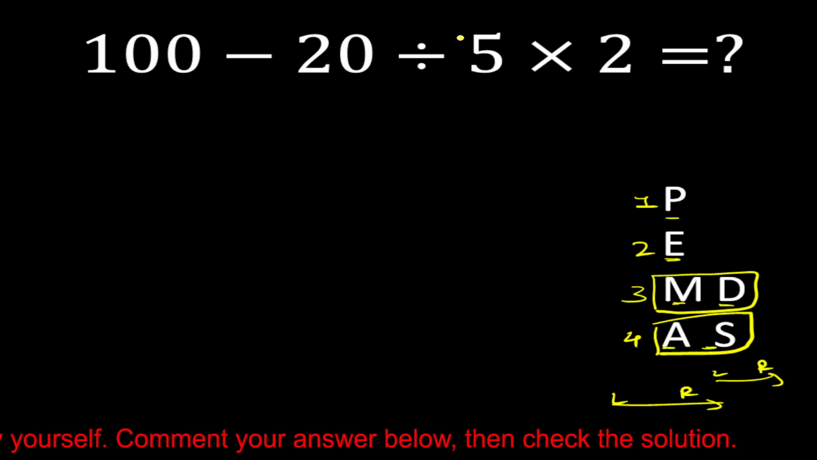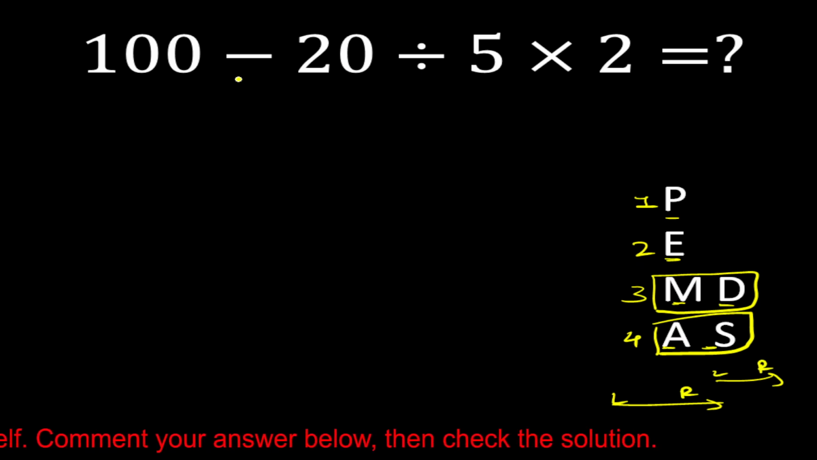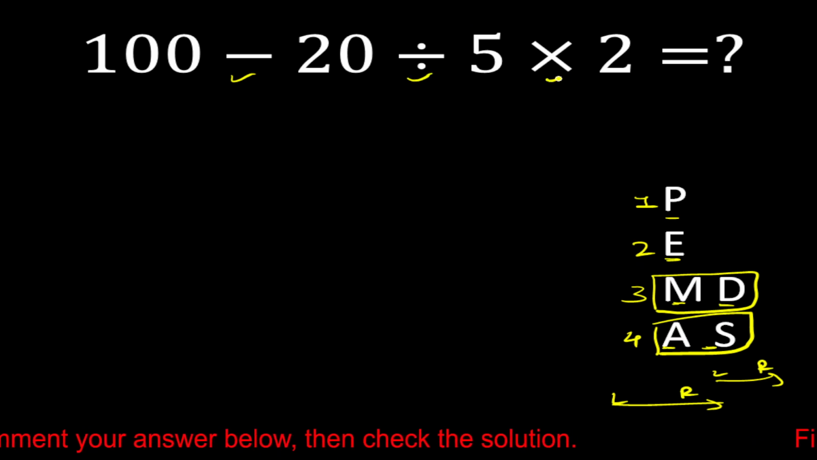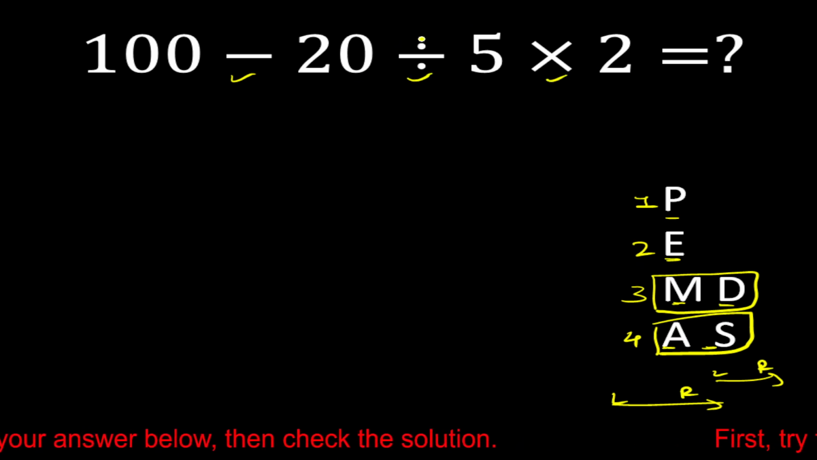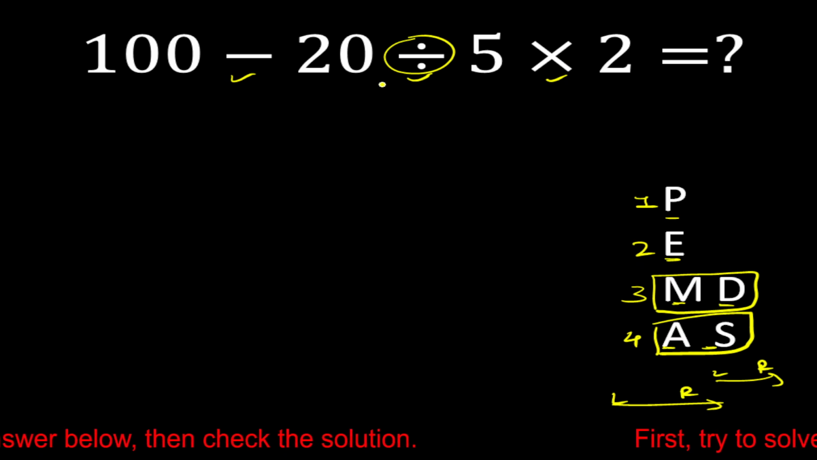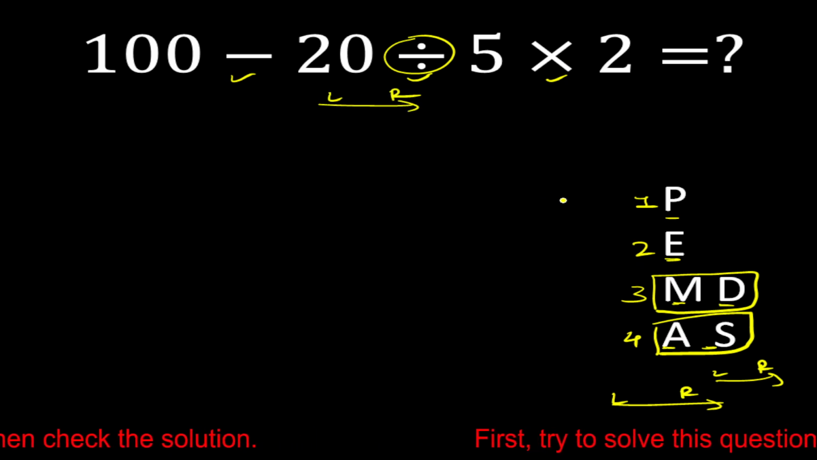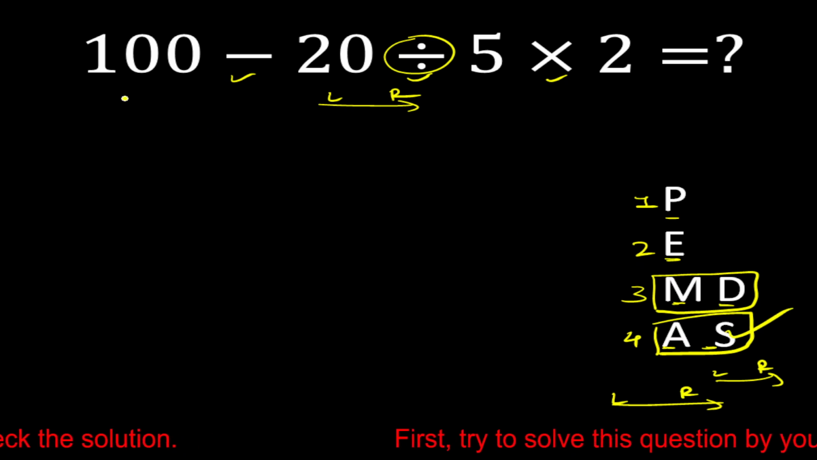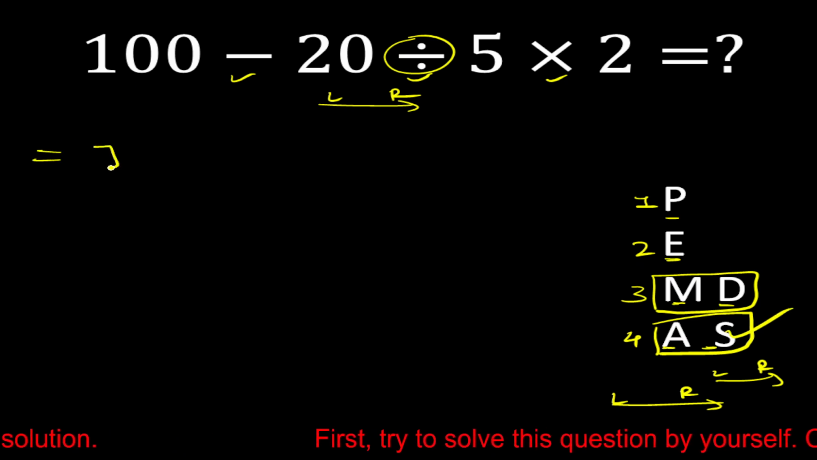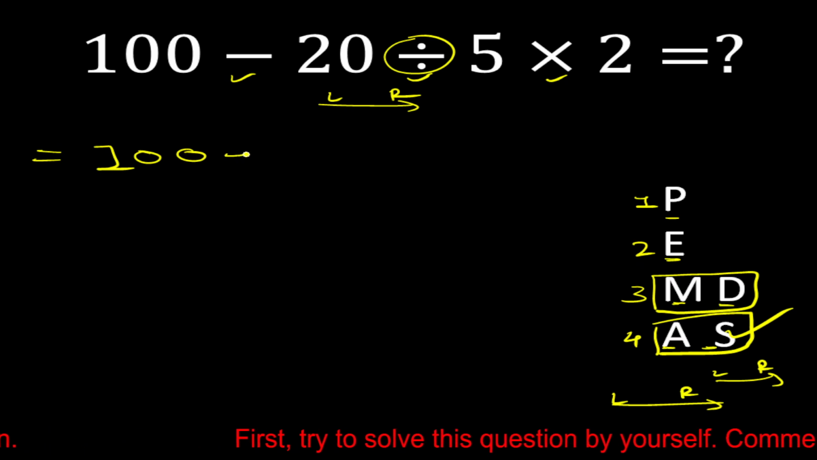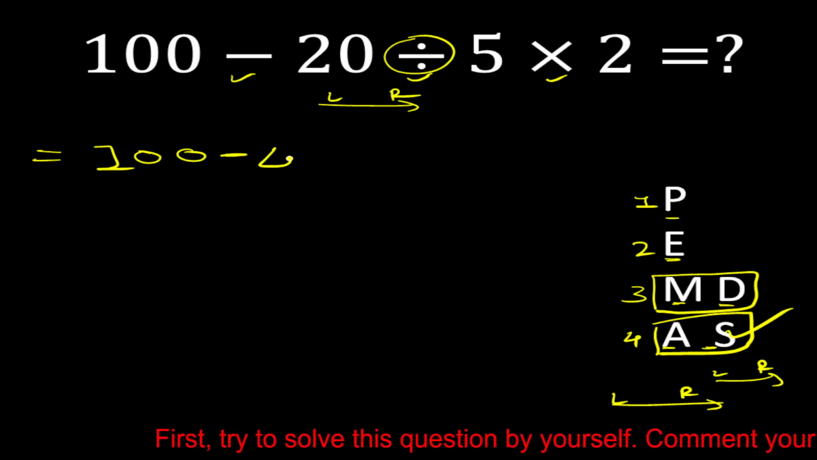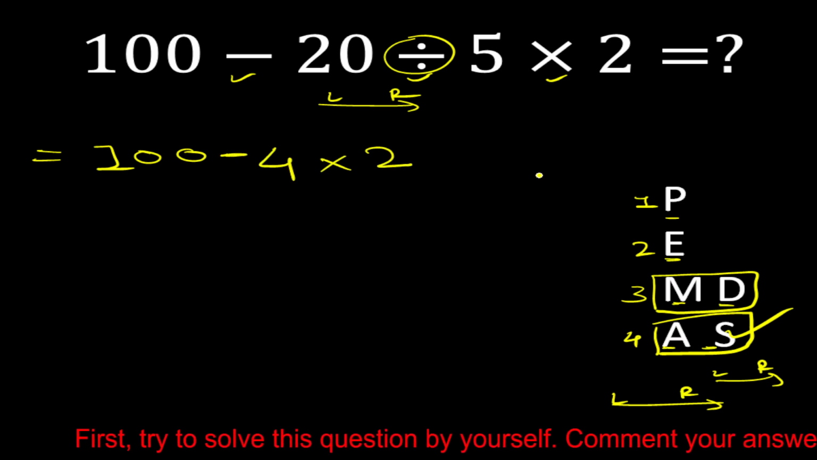Okay. In this question, there is one subtraction, one division, and one multiplication. So first we have to solve this division, because multiplication and division both have equal priority, so we have to solve it from left to right. Okay. And then we have to solve subtraction. So it is equal to 100 minus, now 20 divided by 5 is equal to 4, multiply 2.